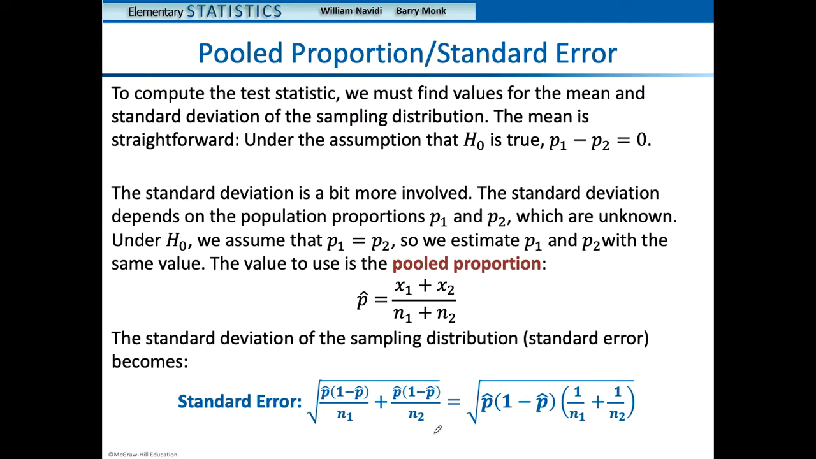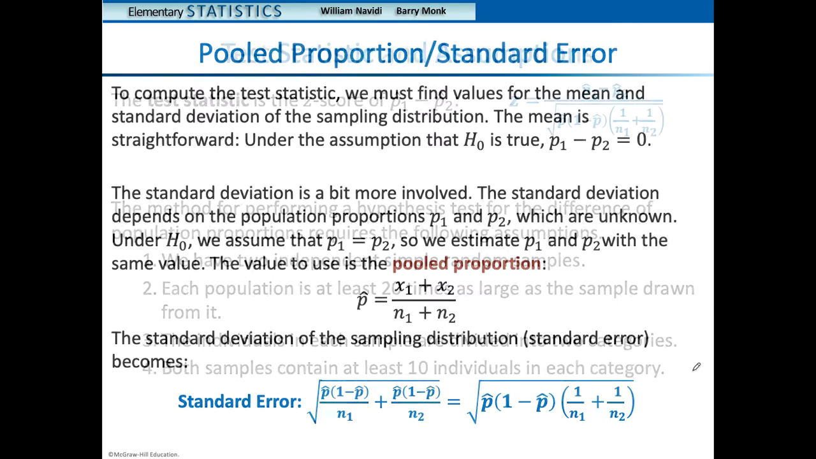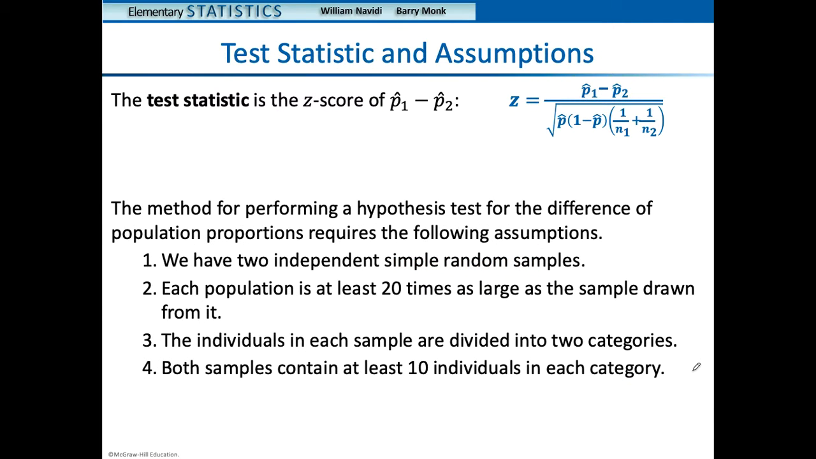And then I can simplify that a bit by pulling out a common factor of P hat times 1 minus P hat. And so when you make those modifications, the formula for the z-score, or the test statistic, simplifies down into this. P1 hat minus P2 hat on top. And on the bottom, we've got the square root of P hat times 1 minus P hat times 1 over N1 plus 1 over N2, where P hat is that pooled proportion. Okay? So that's the formula we will use for the test statistic.